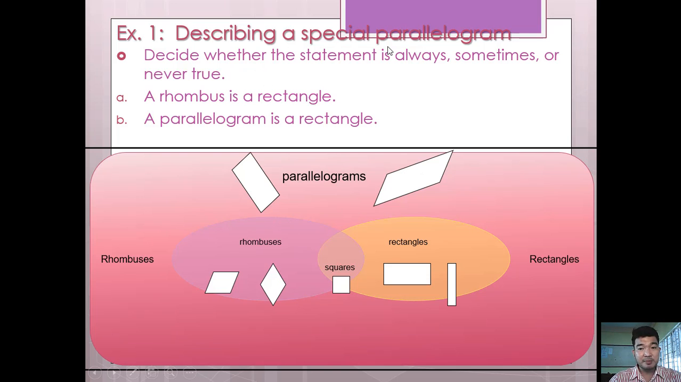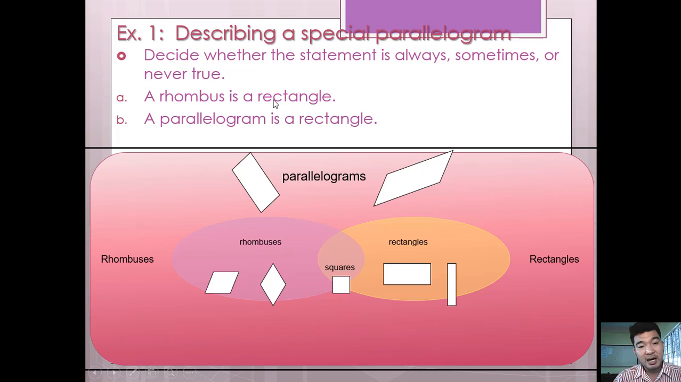Example 1. Describing special parallelograms. Decide whether the statement is always, sometimes, or never true. Using this Venn diagram, we can answer these statements. Pwede natin sabihin kung always, sometimes, or never true ito. Okay? Number 1, a rhombus is a rectangle.